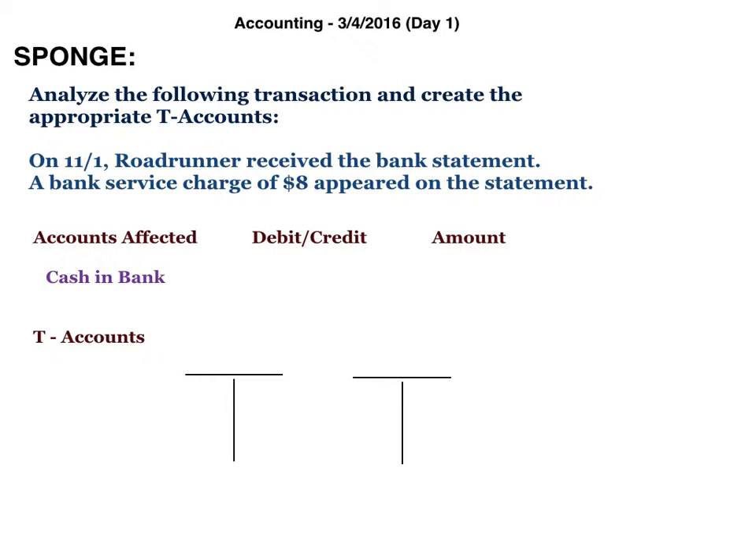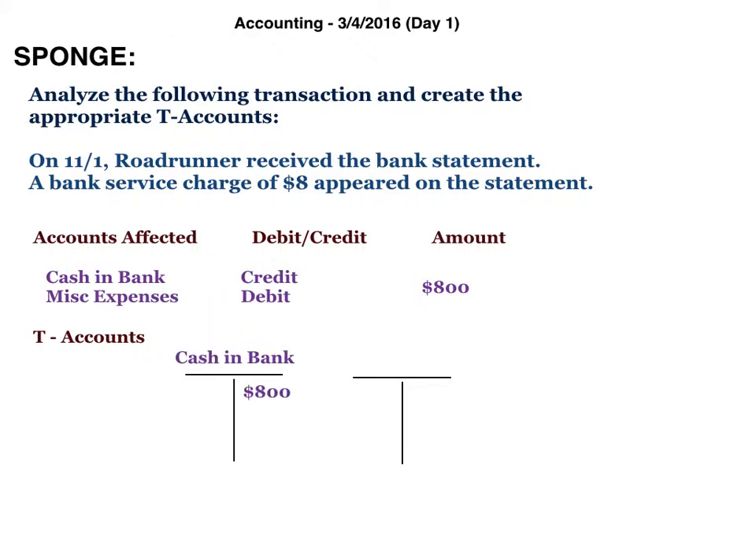So the accounts affected are first cash in bank and miscellaneous expenses. Miscellaneous expenses is where we're going to put things like bank service charges. Cash in bank is going to be credited. Miscellaneous expenses is going to be debited. Remember, there will always be at least two accounts affected and at least one account credited and one account debited. And they will be credited and debited for the amount of $800.